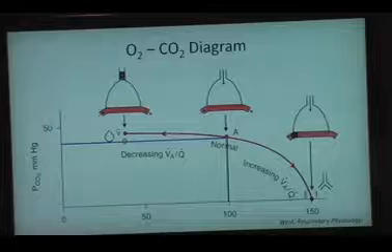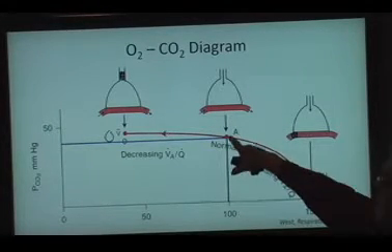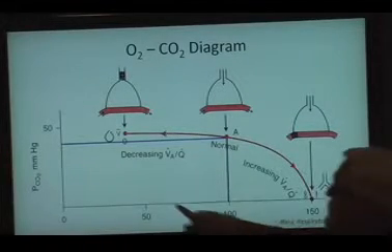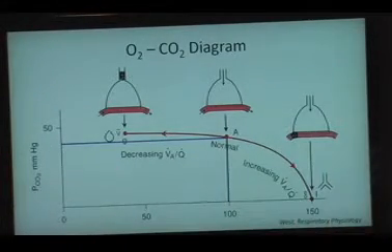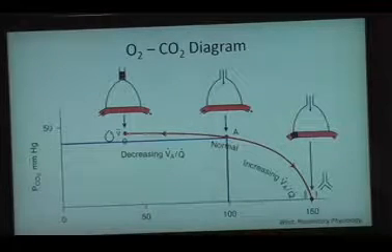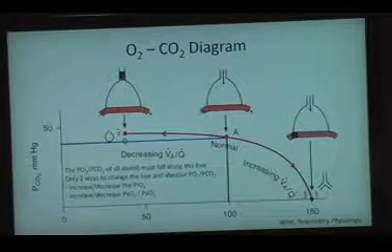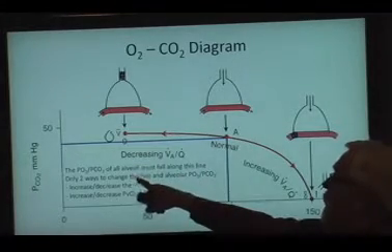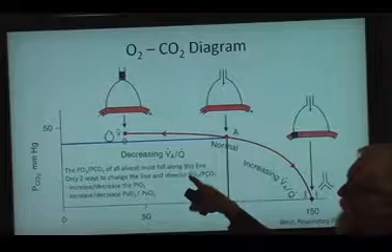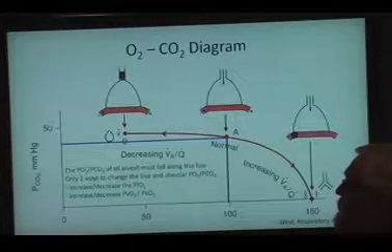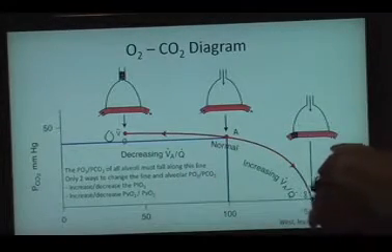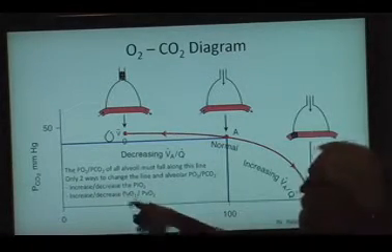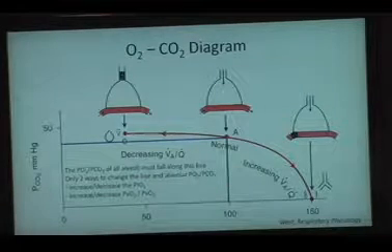So normally then, where we fall is at this point with an arterial PO2 of about 100, an arterial PCO2 of about 40, so that's where you and I are functioning now. And the PO2 and PCO2 of all alveoli must fall along this line, and there are only two ways to change the line in the alveolar PO2 or PCO2. That is to increase or decrease the inspired oxygen, or increase or decrease the mixed venous point.